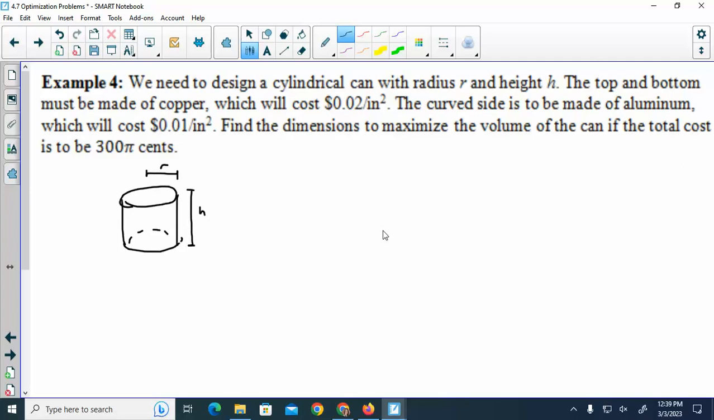So my radius is r and height is h. The top and the bottom must be made of copper, which will cost 2 cents per square inch. So the top and bottom are made out of a different material.